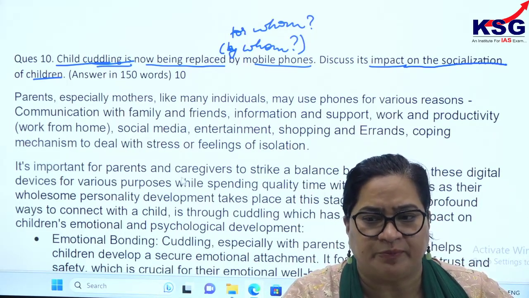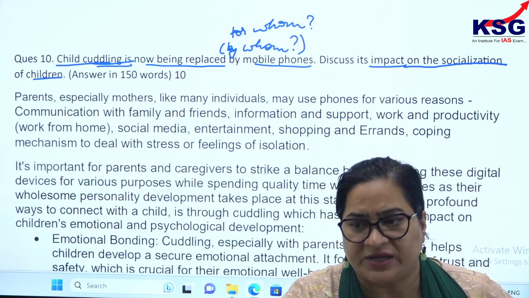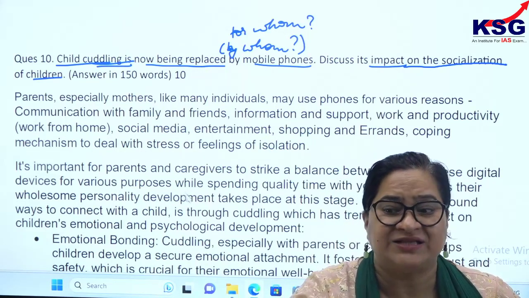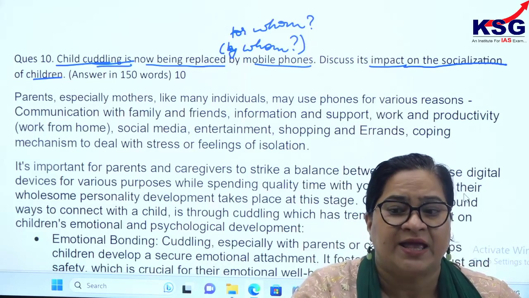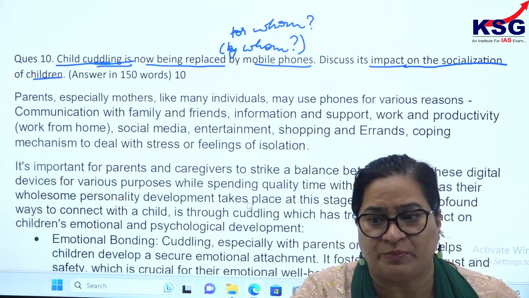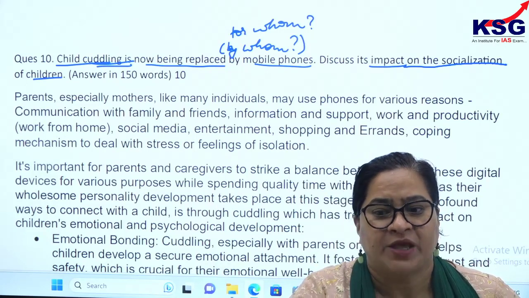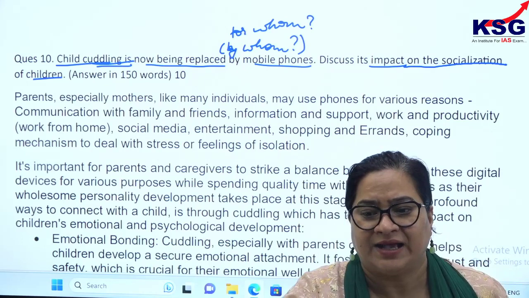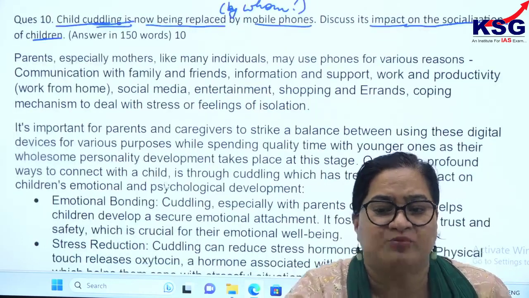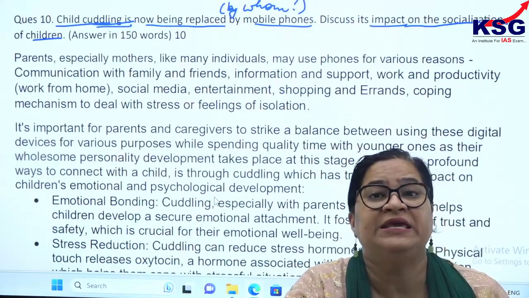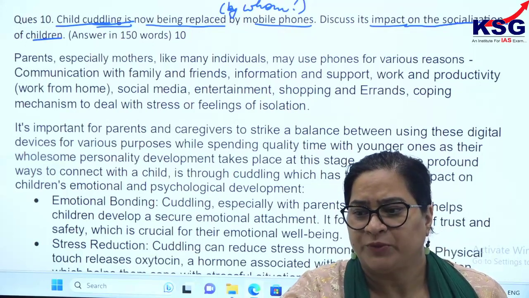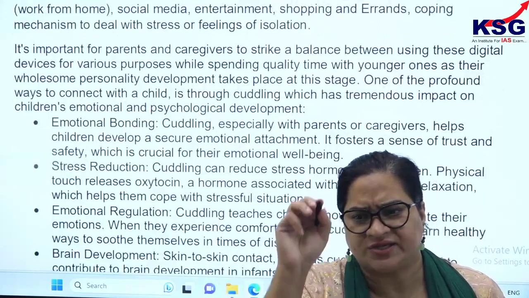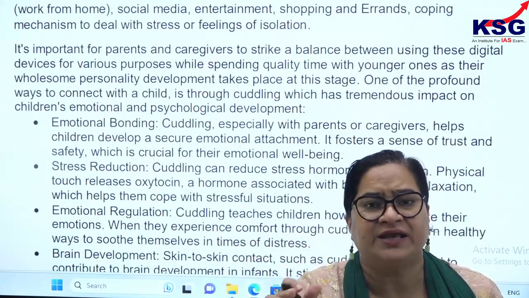So it's important for parents and caregivers to strike a balance between using these digital devices for various purposes while spending quality time with younger ones, as their wholesome personality development takes place at this stage. And one of the profound ways to connect with a child is through cuddling, as it has tremendous impact on the emotional and psychological well-being of the child, right? So here, let us see what kind of impact cuddling creates. Just the keywords I'll be showing, you can read the details later.